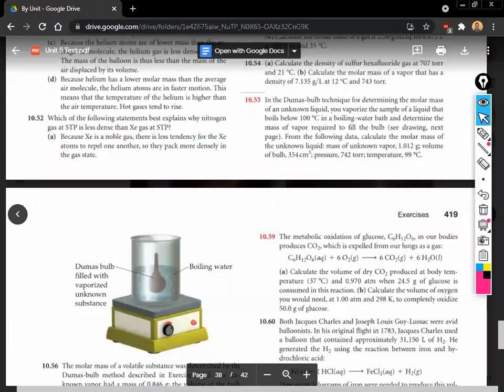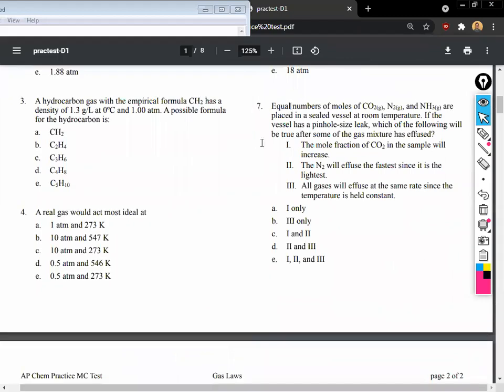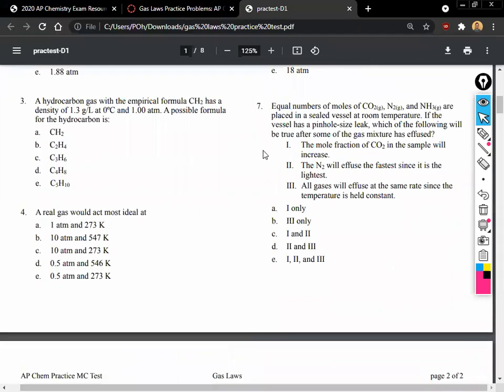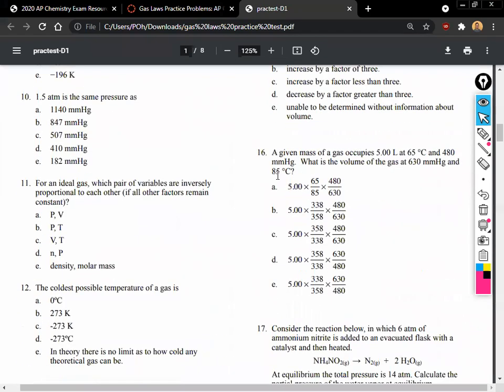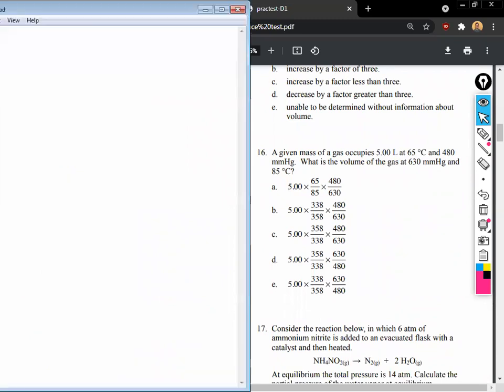All right, so let's go to the handout again. We are actually going to be skipping very, very far into the future of this handout, and I want you guys to go to number 16. I'm going over this problem because on the AP test, you're going to get questions where they give you the setup, and I want you to be able to interpret these types of questions, okay?